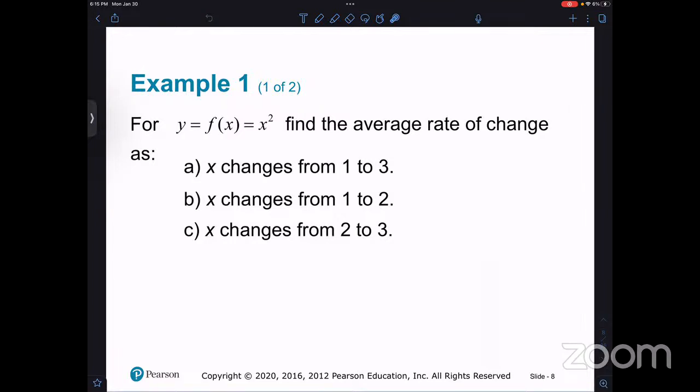So in this example, for this y equals x squared, average rate of change, right? In other words, for our concept, whenever you see average rate of change, just think slope. So basically they're saying find the slope as x goes from 1 to 3. So then you use your slope formula. When x is 1, you have a corresponding y. When x is 3, you have a corresponding y. And then you know how to find the slope between 2 points.